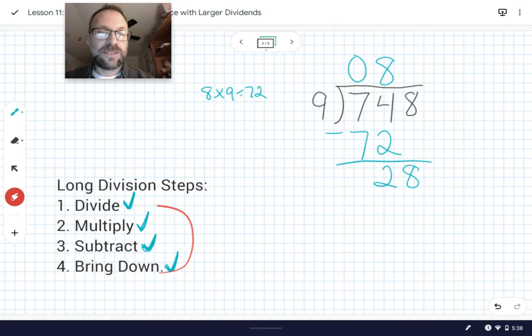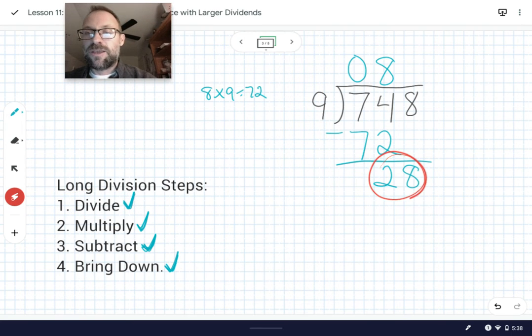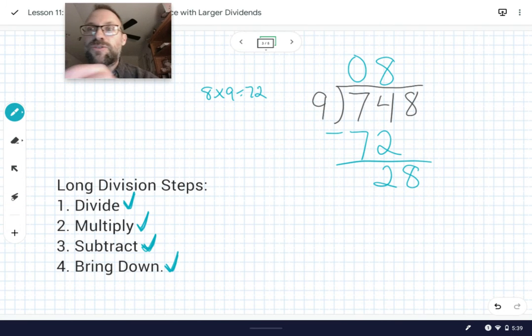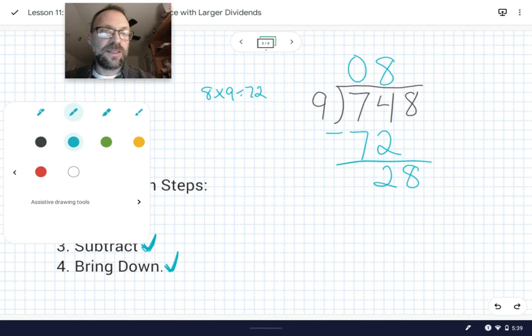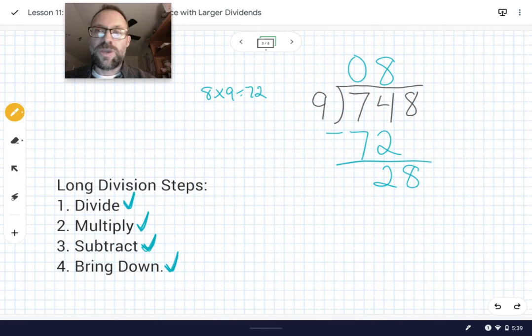And now we'll go back to the top and we'll divide again. How many groups of 9 can I make from 28? Well, if you know your 9s tables, you know you can make 3 groups of 9. We can use 3 groups of 9. That is a second division step. There are 3 groups of 9 in 28. Now we got to multiply. 3 groups of 9, that's 27. So we'll write the 27 under the 28, keeping our digits lined up.